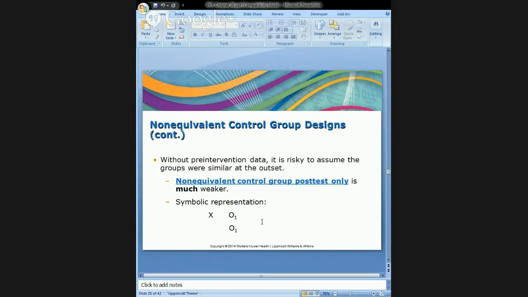Post-test only is a much weaker design, so if you see that in your studies, just know that it is weaker than the pre-test, post-test. We still have two groups, but all we're doing is looking at the data after we have conducted the intervention.